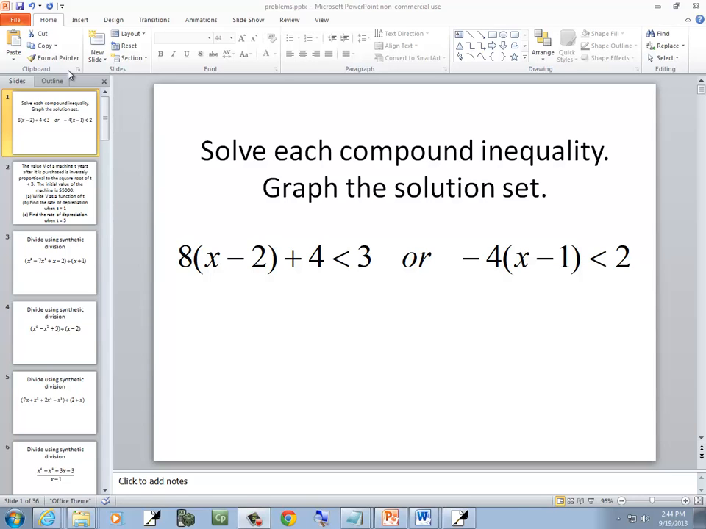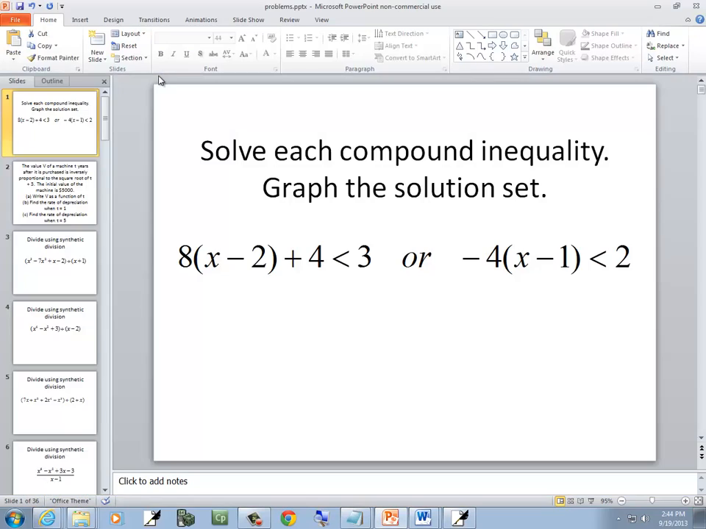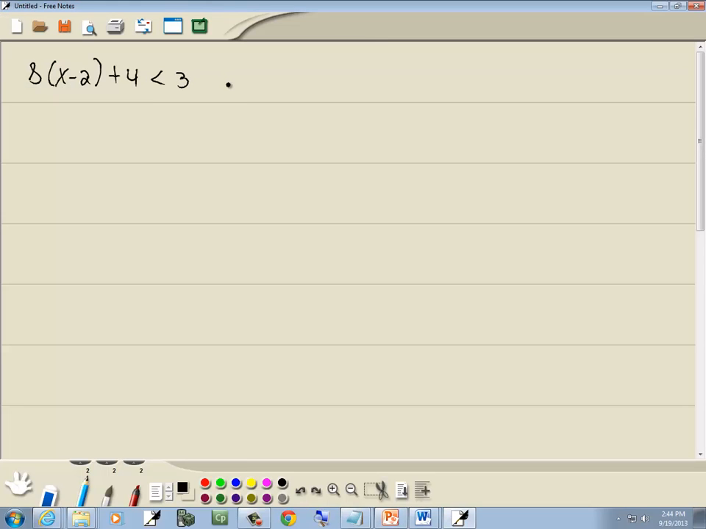In this problem, we want to solve each compound inequality and then graph the solution set. So we got 8 times (x minus 2) plus 4 is less than 3, or negative 4 times (x minus 1) is less than 2.